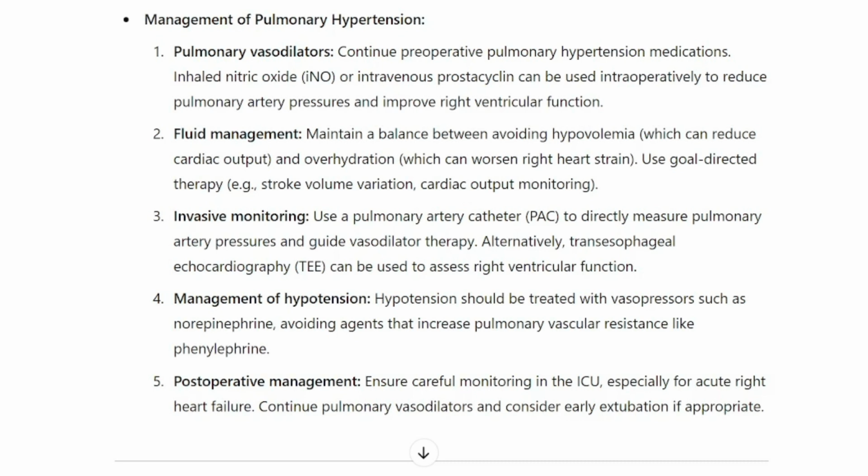4. Management of hypotension. Hypotension should be treated with vasopressors, such as norepinephrine, avoiding agents that increase pulmonary vascular resistance, like phenylephrine. 5. Postoperative management. Ensure careful monitoring in the ICU, especially for acute right heart failure. Continue pulmonary vasodilators and consider early extubation if appropriate.